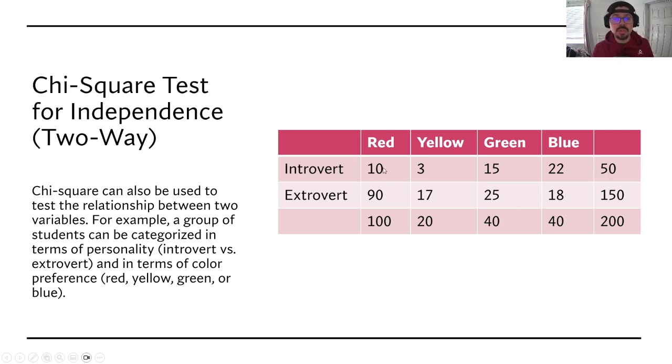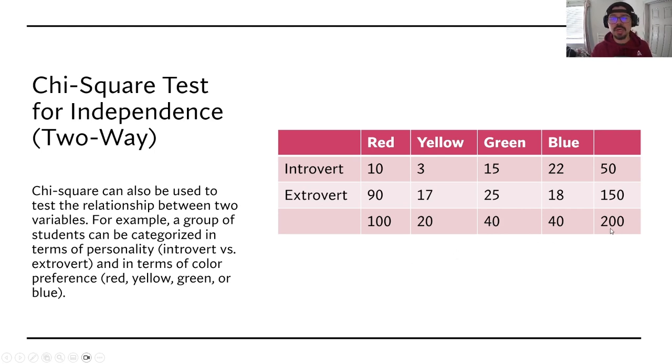Then if we were looking down the columns, again, you would have the language of total written here. We have a total of 100 individuals who preferred red. We have a total of 20 individuals who preferred yellow, 40 preferred green, and 40 preferred blue. These now represent our column marginal totals for our analysis.